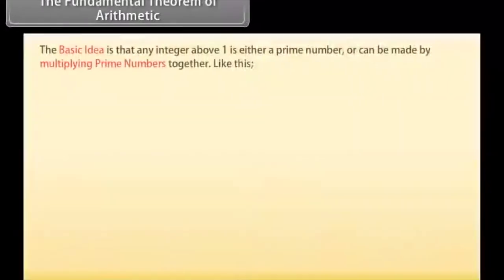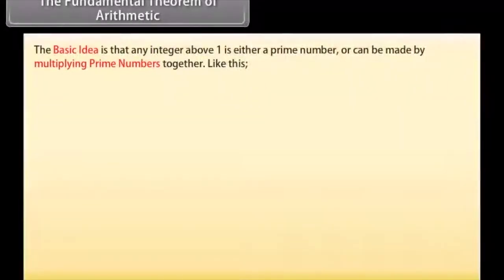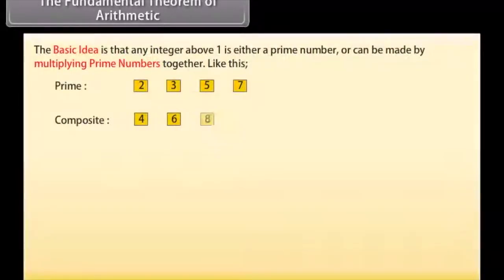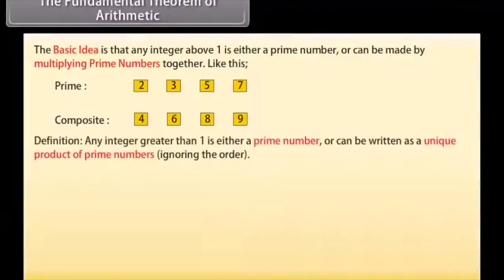The fundamental theorem of arithmetic. The basic idea is that any integer above 1 is either a prime number or can be made by multiplying prime numbers together like this. Let us start with the definition. Any integer greater than 1 is either a prime number or can be written as a unique product of prime numbers.